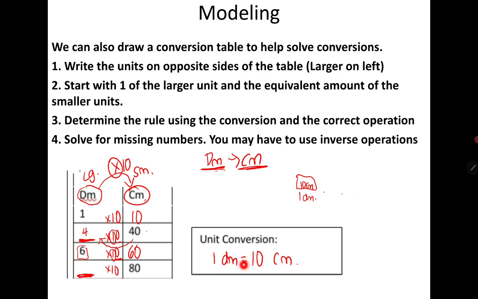Same thing down here when I've got 80 centimeters, and I want to know how many decimeters that is. I know that 8 times 10 equals 80. I could also say 80 divided by 10 equals 8. So we can do that by either finding the missing factor or by using the inverse operation, which would be division.